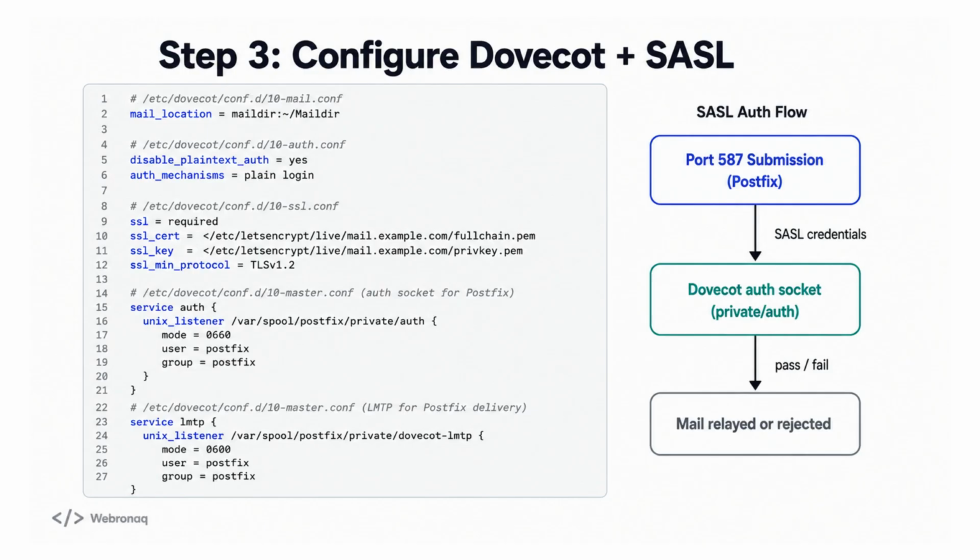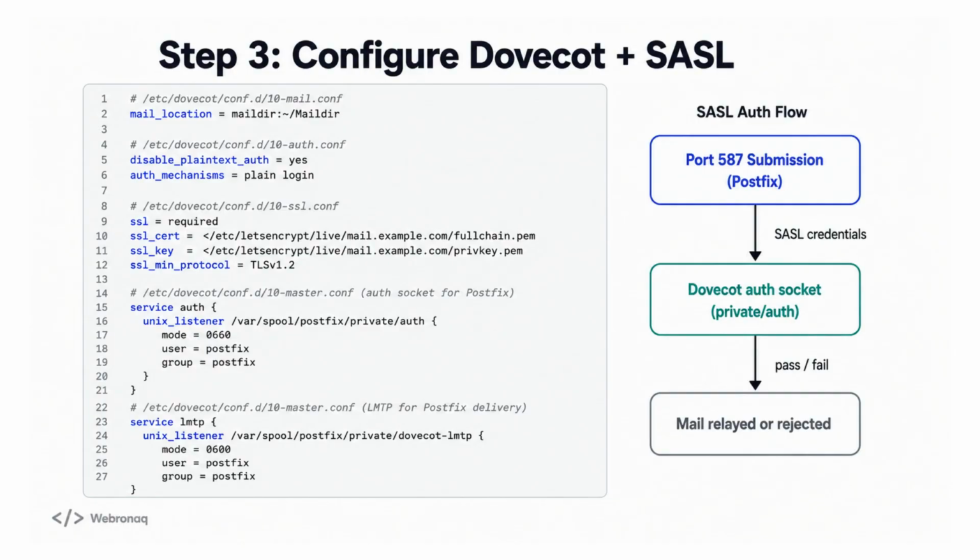Let's configure Dovecot. The mail_location directive tells Dovecot to store each user's messages in maildir format, one file per message inside a maildir folder in their home directory. This is the production standard. In the auth config, we disable plain text auth so credentials only travel over TLS, and we enable the plain and login mechanisms which Outlook and Thunderbird both understand. The SSL block mirrors what Postfix uses, same Let's Encrypt certificate paths, TLS 1.2 minimum. Now here is the connection back to Postfix.